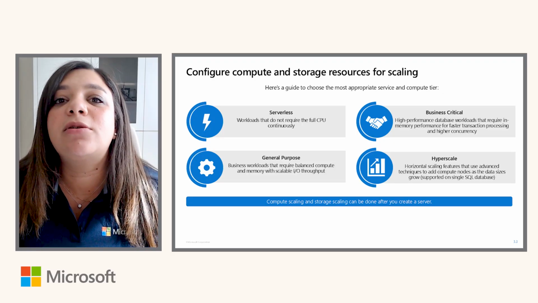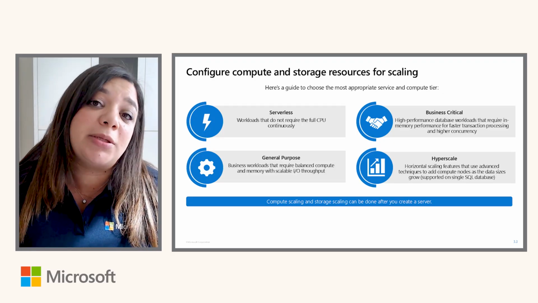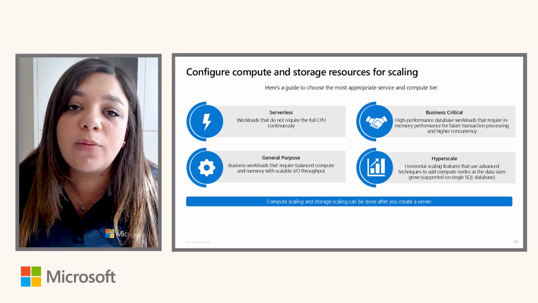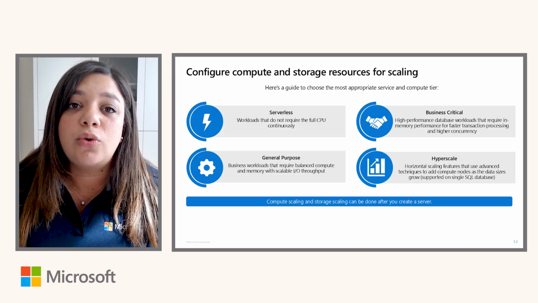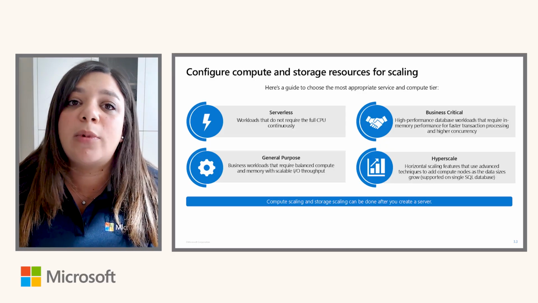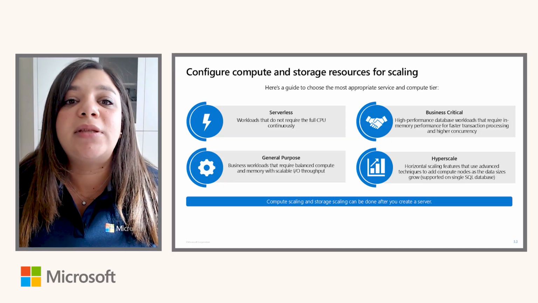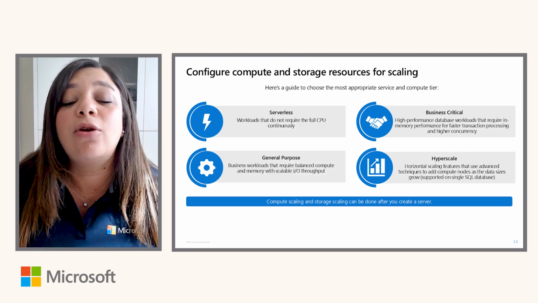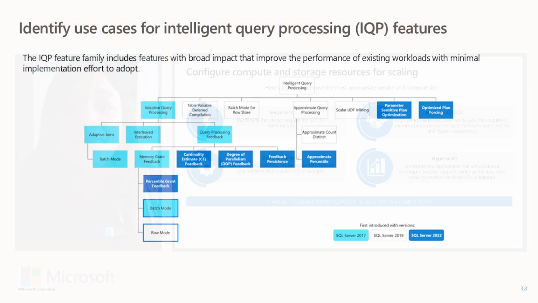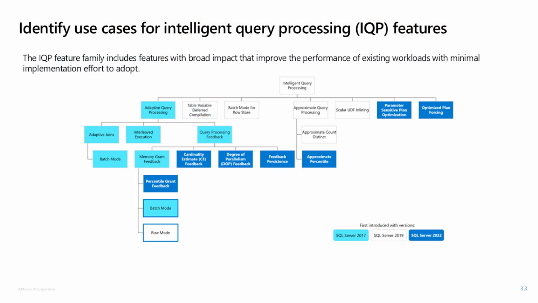Another key concept here is choosing the right compute and storage tier, which is critical for performance and cost efficiency. So compute tiers to know. You need to know about serverless, general purpose. We also need to know about business critical and also hyperscale. Lastly, know the IQP features, for example, adaptive query processing, and also know about approximate query processing as well. So expect scenario-based questions on when to use them.